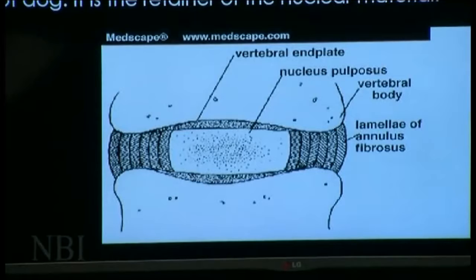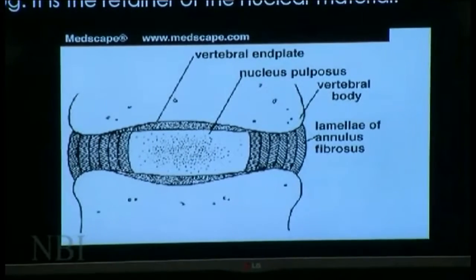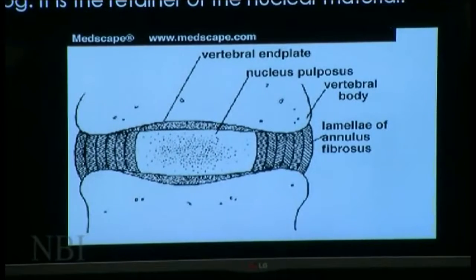The disc is actually composed of two materials. The outside is called the annulus fibrosus, which is like the bark of a tree. And the inside is called the nucleus pulposus. People said it's like crab meat, but it's not really like crab meat. The best way to describe a normal nucleus pulposus is like a couple of wads of chewing gum that you have. It has that consistency.